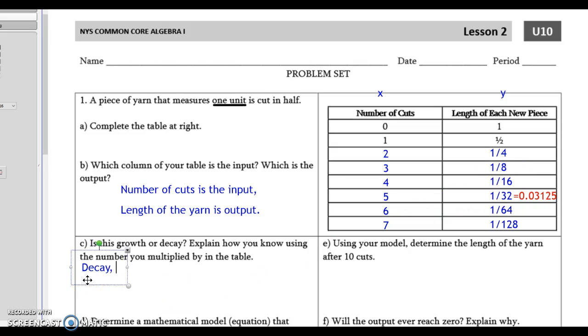And we know that 1/2 is called the scale factor, otherwise known as the constant ratio, is a value that is below 1. As long as the value that you're multiplying by is below 1, is smaller than 1, then we know that it is an example of decay.